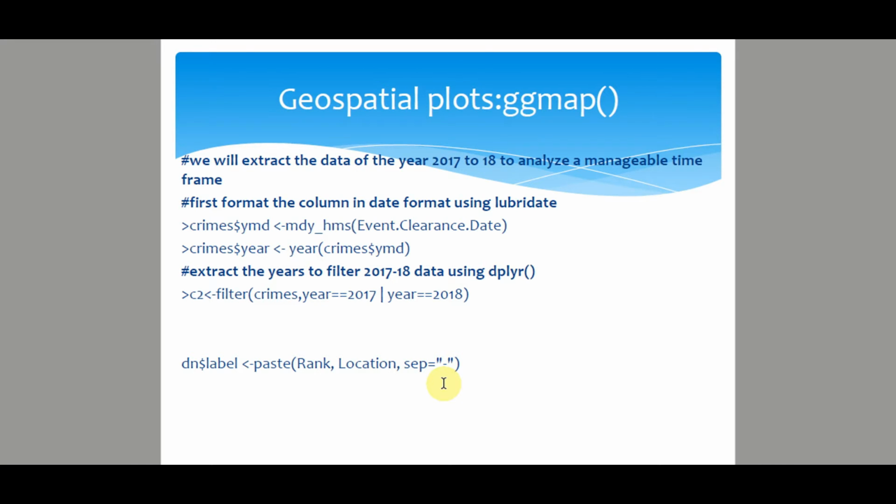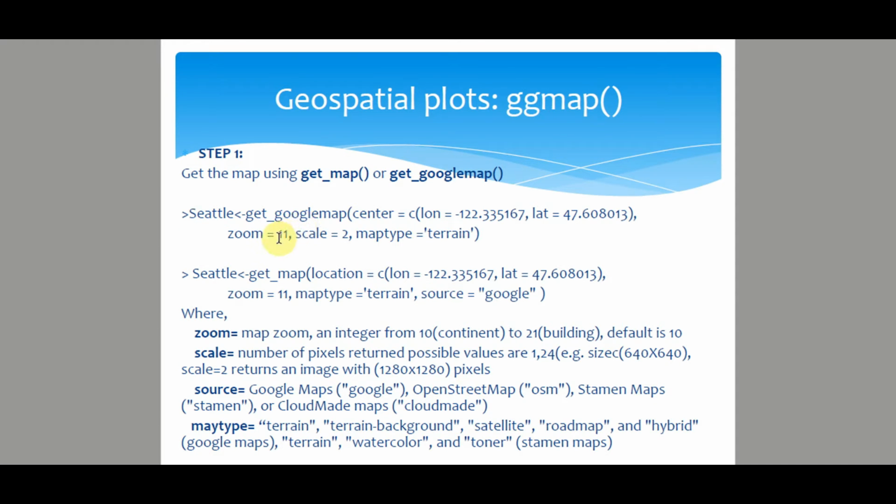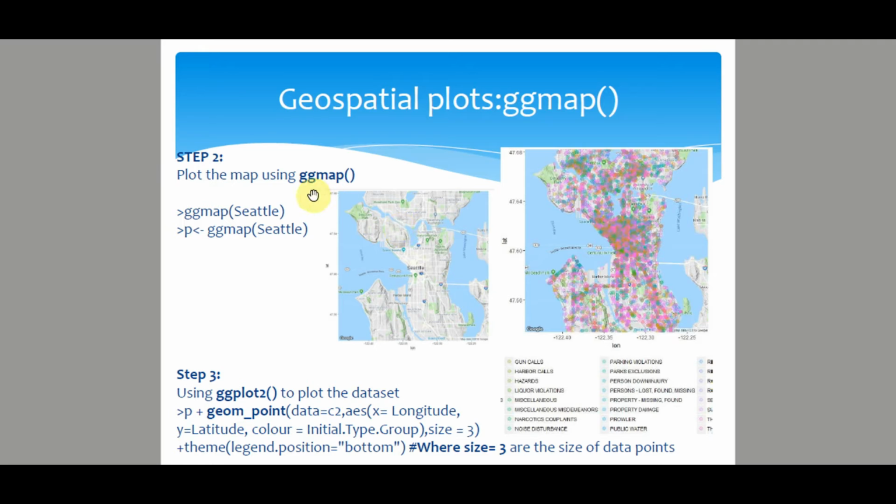Now our next step will be to get the map using get_map and save it in an R object. Zoom is an integer to magnify from 10, continent, to 21, building. However, the default value is set to 10. Scale is the map's resolution. Source refers to the path to download the map. And maptype is the type of the map that we want to download. In step 2, we can plot the map using the ggmap function or else save it in an R object P.